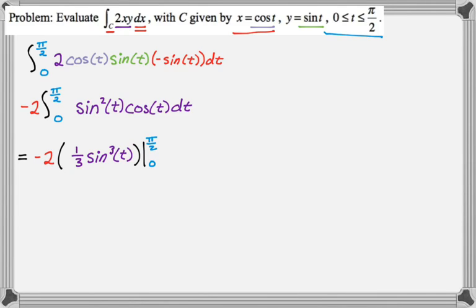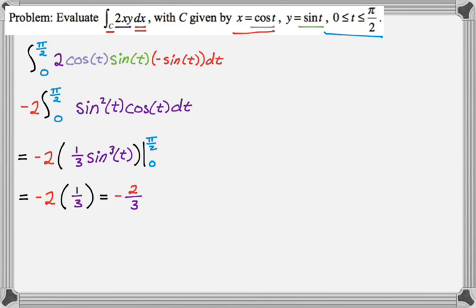So now you have to think about it. The sine of pi over 2 is 1, and the sine of 0 is 0, so when we substitute in, we just get negative 2, and then times 1/3. And so our final answer is negative 2/3.